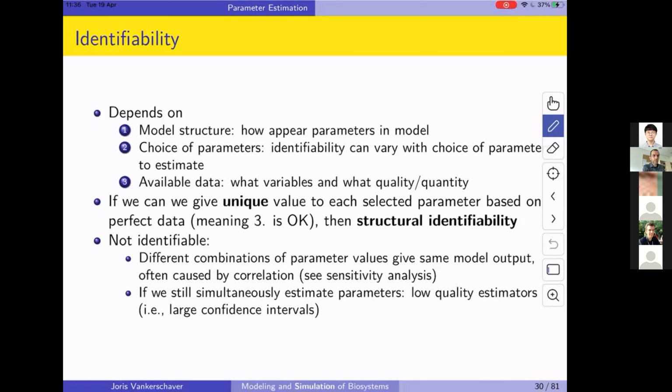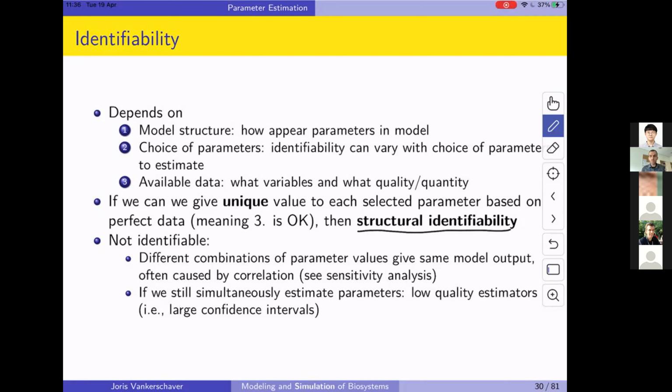And one of them is identifiability. And what do we mean by identifiability? Well, this is basically the question of, can we find a unique value for each parameter or not? And if we can find a unique value for our parameters, then we say that the model exhibits structural identifiability. So again, this means we can find one value and one value only.